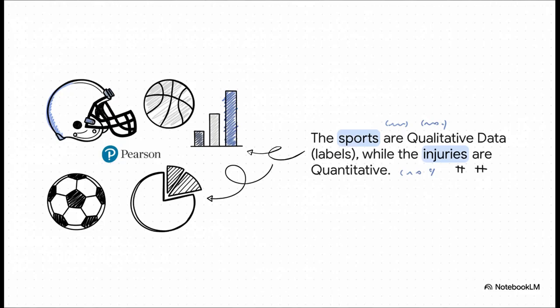And what's really cool is that these two types, they often live side by side. Take this chart on sports-related head injuries. The list of sports, basketball, football, soccer, that's qualitative data. They're just labels. But the number of injuries for each sport, that's a count, so it's quantitative. See? They work together to tell a much bigger, more complete story.